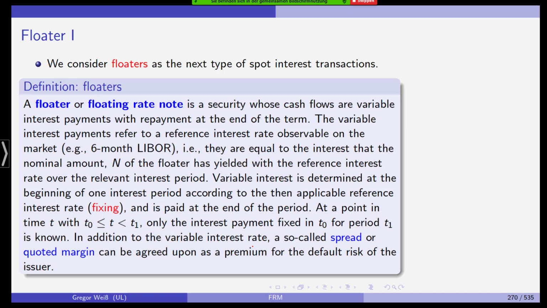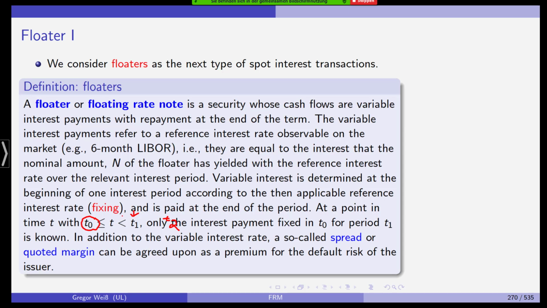And those variable interest payments are determined at the beginning of one interest period according to the then applicable reference interest rate. So let's say every start of the month, we have a fixing, and the interest payment is fixed, and it's paid out, let's say, at the end of the month. And at a point in time t, between those two fixings, only the interest payment fixed in t0 for the period and paid in t1 is known, and in between, we only know this payment if we have t2.